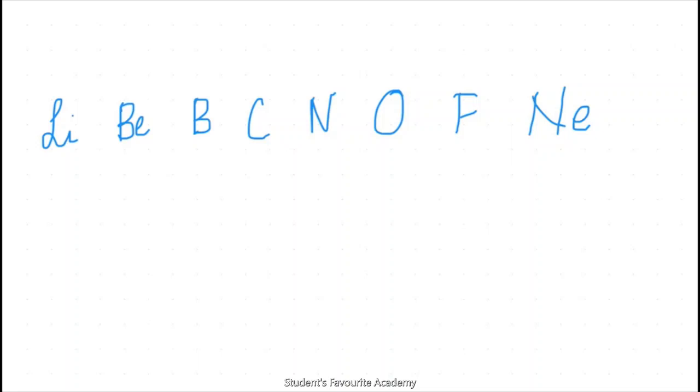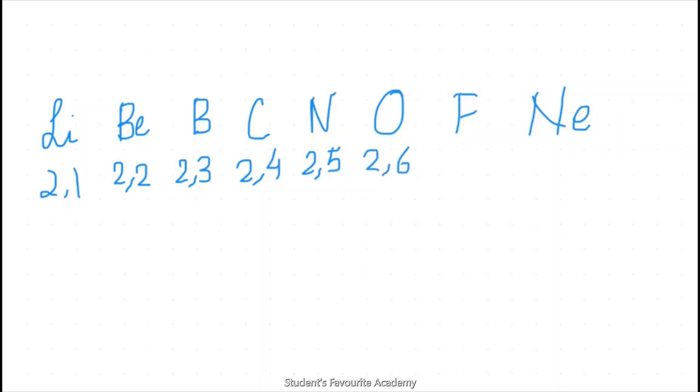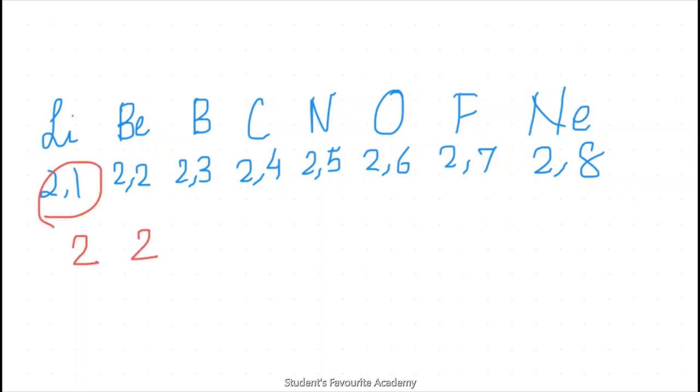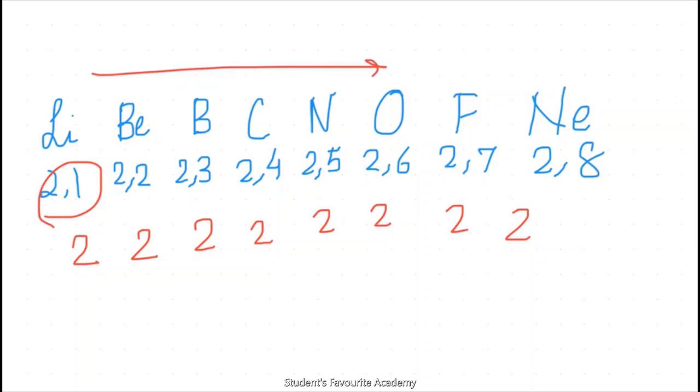So for lithium, what is my electronic configuration, children? 2, 1. For beryllium, I am having 2, 2. Boron is 2, 3. For carbon, I am having 2, 4. Nitrogen is 2, 5. Oxygen is 2, 6. Fluorine is 2, 7. And then neon is 2, 8. So here what do you see, children? If we count the number of shells, here it is equal to 2, here also 2, here also 2. So across the periods, the number of shells tends to remain the same.